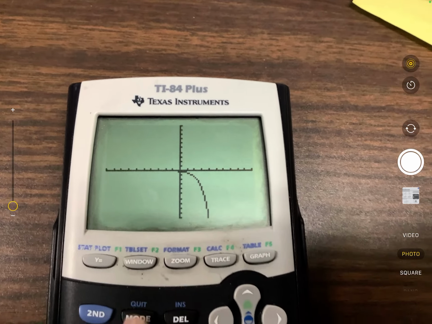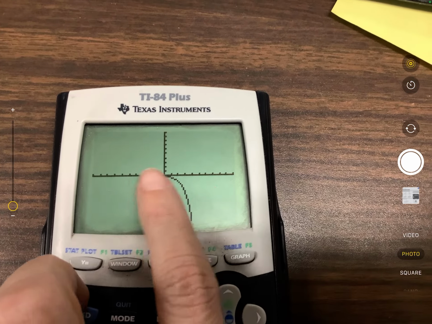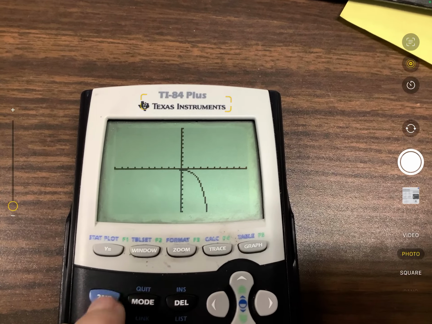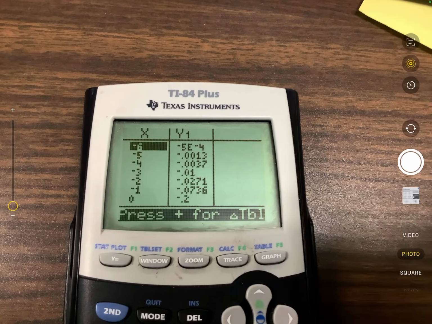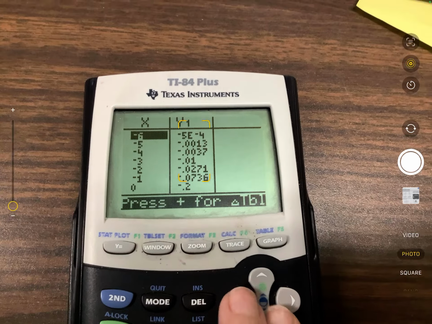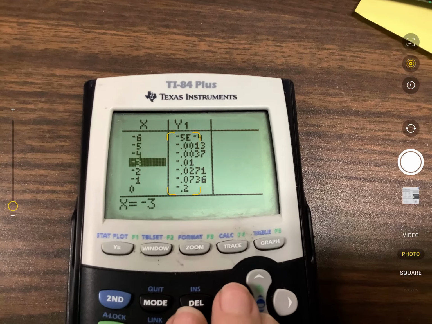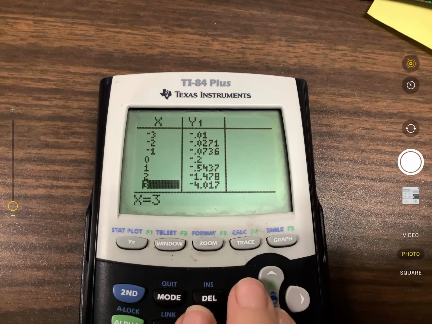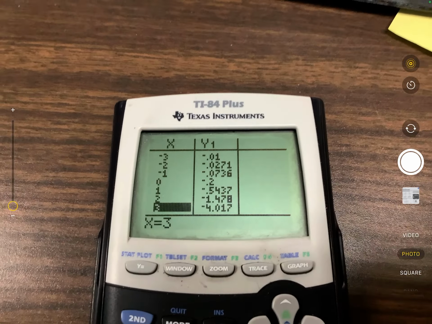So you can graph it to see what it looks like. And then you can also go to your table. So notice it's going down because it was reflected over the x-axis. So second table, it'll get our values for us. So on the table on your notes, it's going from -3 to 3. So we'll use those points there.